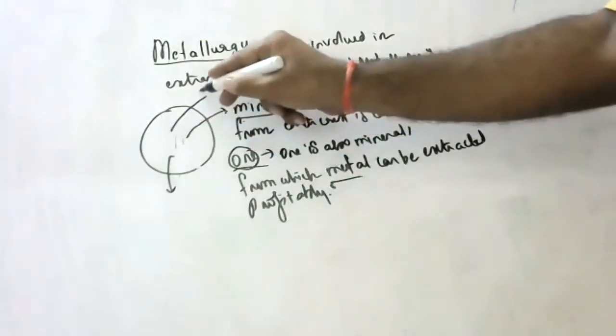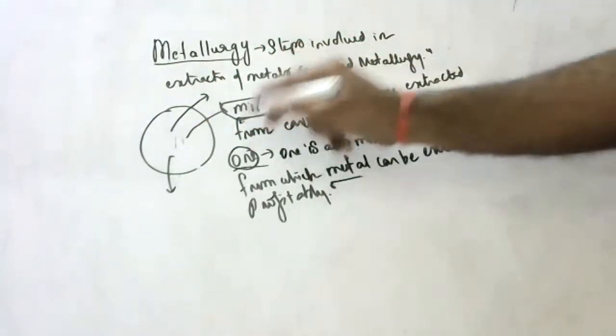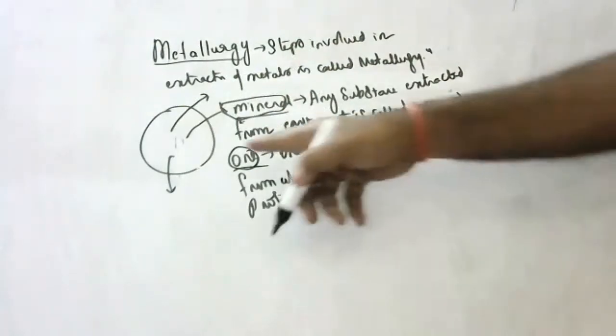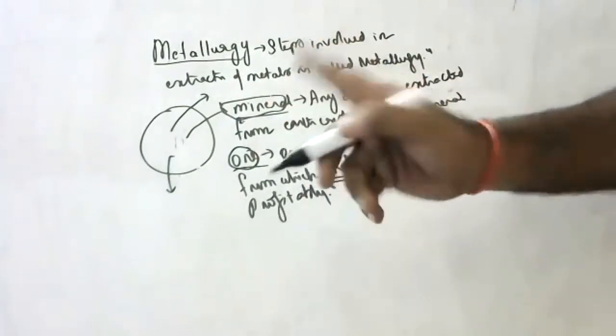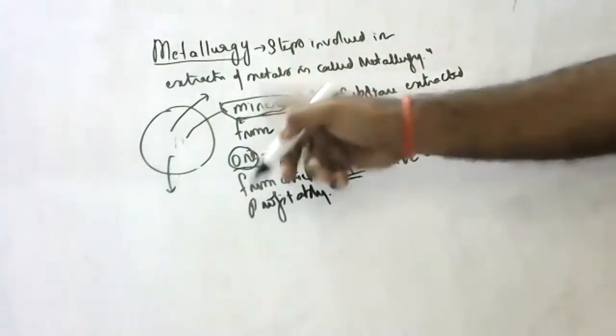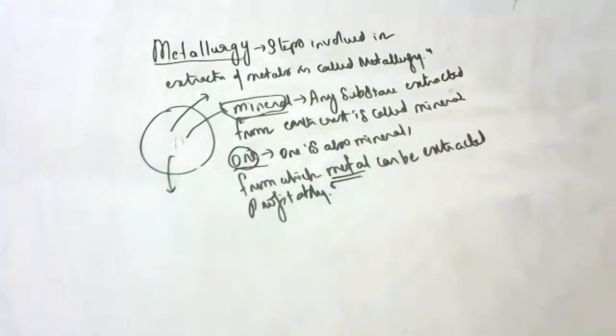Anything you dig from the earth and get, that is called mineral. But from that mineral, if you are getting metal, then that mineral is called an ore. All ores are minerals, but all minerals are not ores.